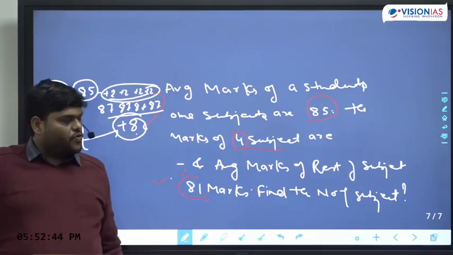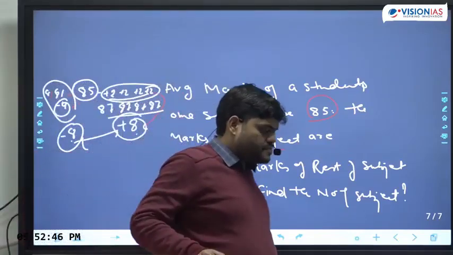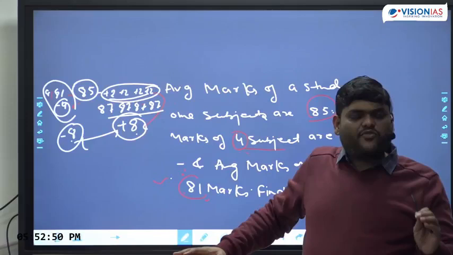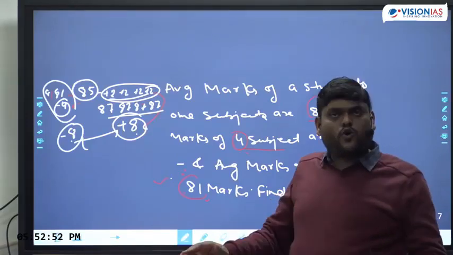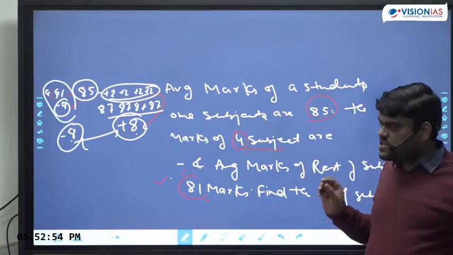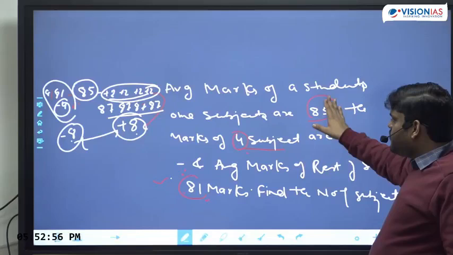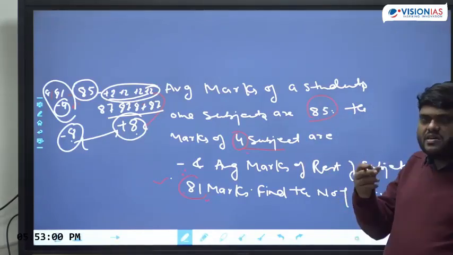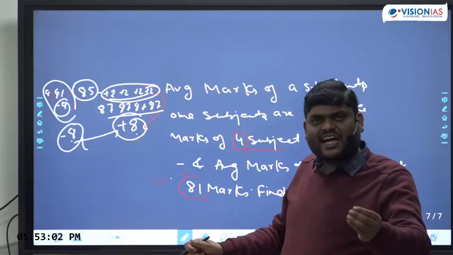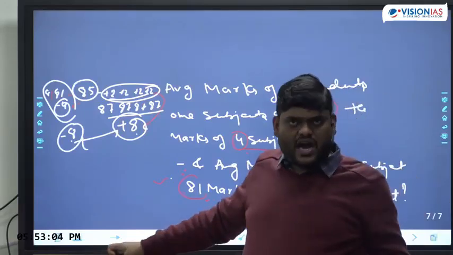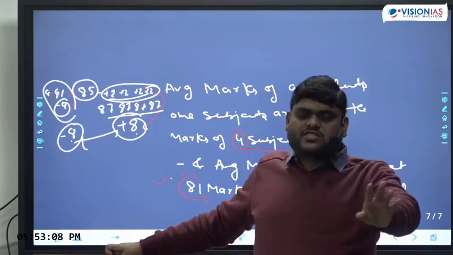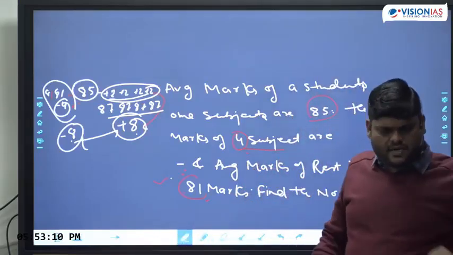Look, what is the question? Some subjects are there and the average marks is 85. We don't know the number of subjects. Suppose a student is there, suppose in class 12 5 subjects are there, and a student got 85 as an average marks in all subjects. Okay, this is the first thing.